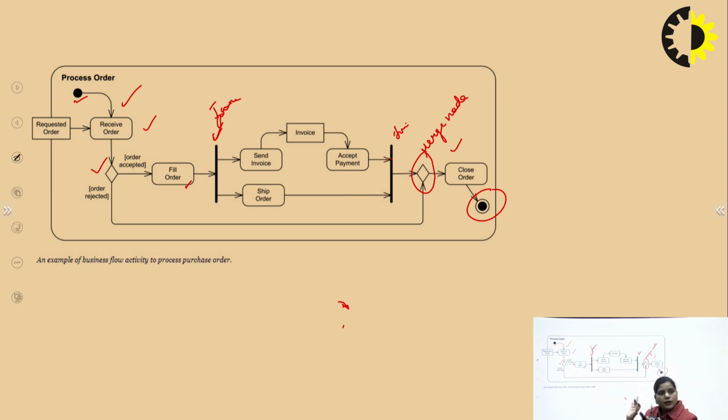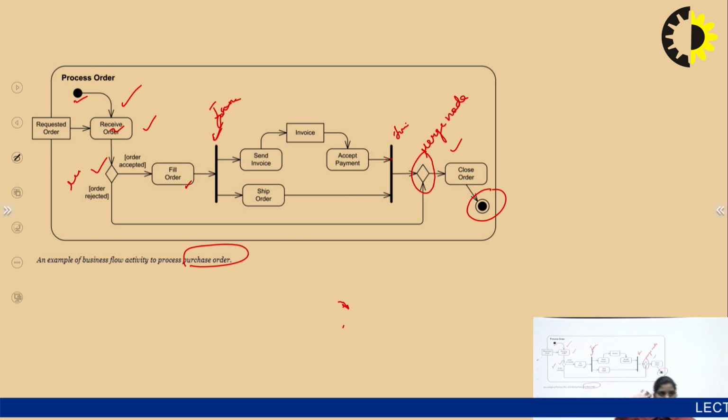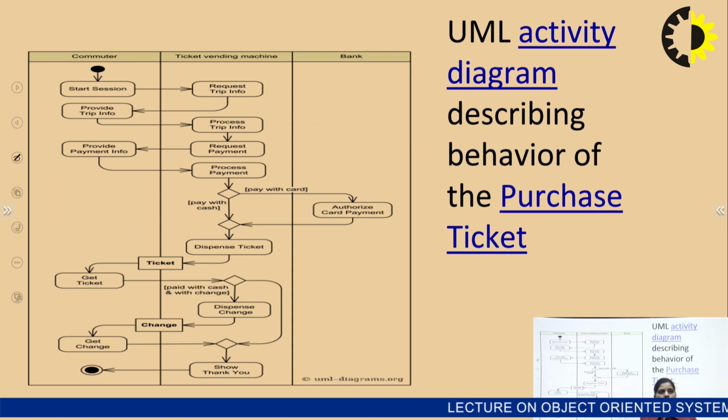This is the complete activity diagram which shows how the purchase of a particular order takes place. In this diagram we can see that mostly all the notations of the activity diagram are used: fork, join, merge node, decision node, the different activities, and start and end node. This diagram is a simple diagram showing how the activities take place in the process order example. Now this is the UML activity diagram which describes the behavior of purchasing a ticket, that is, how to purchase a ticket.